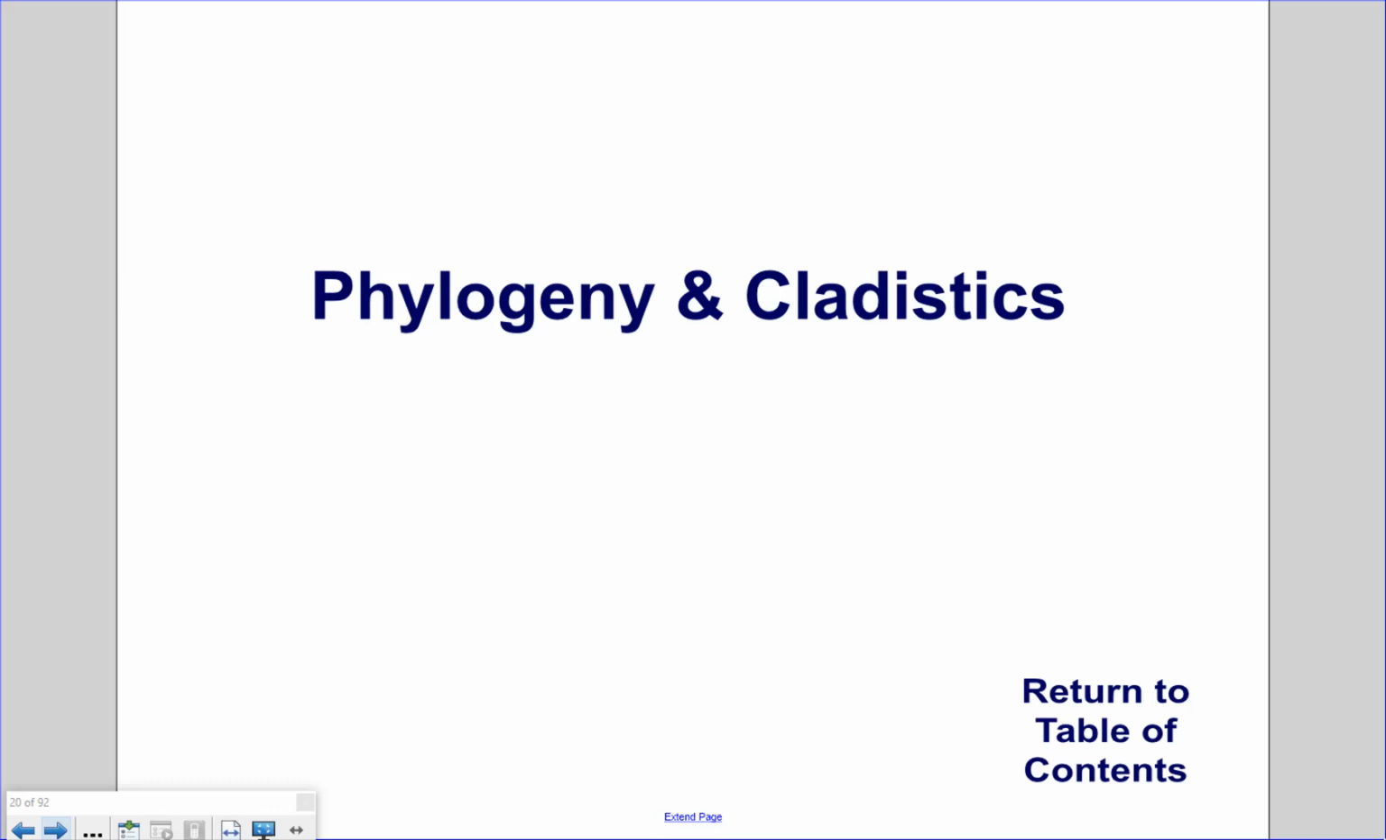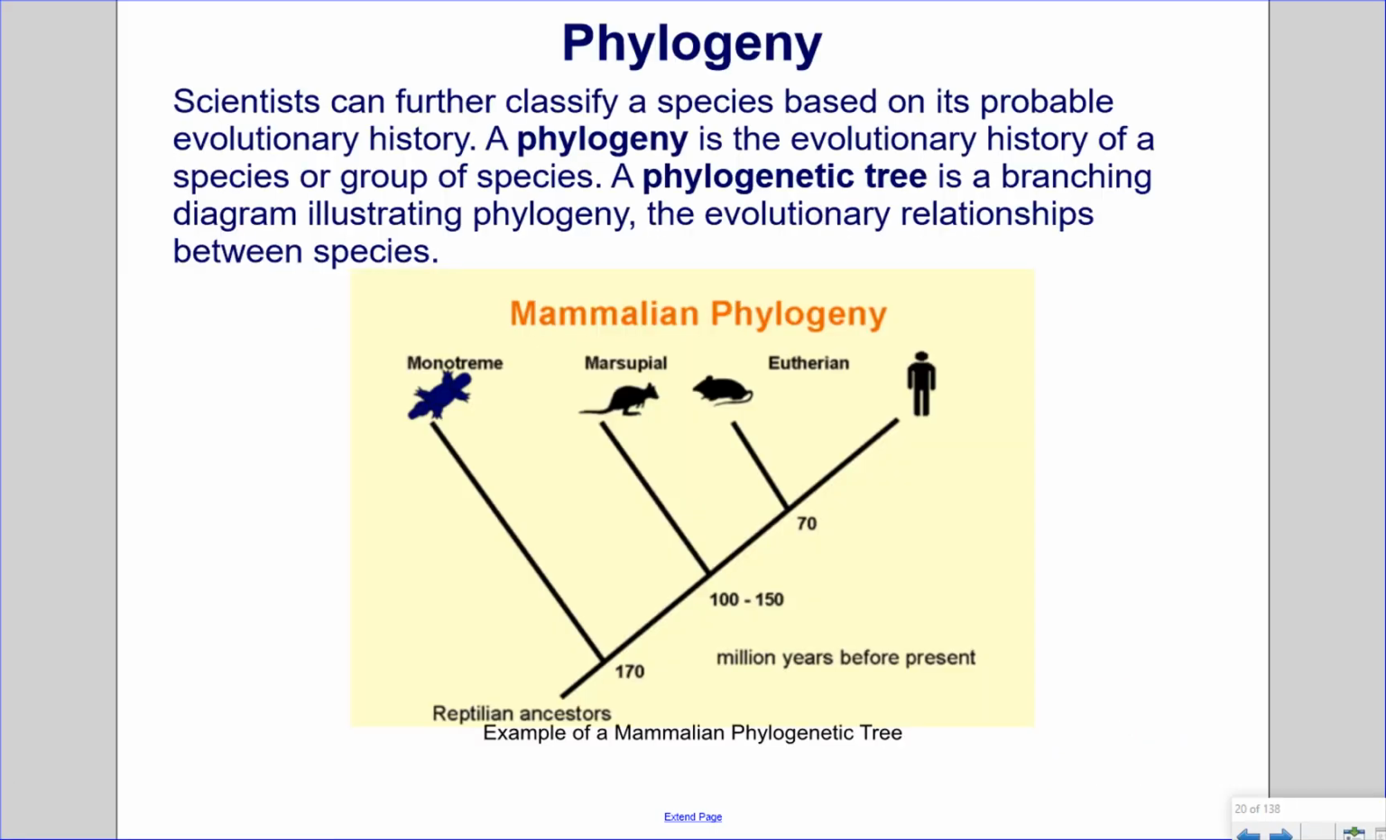Phylogeny and Cladistics. Phylogeny. Scientists can further classify a species based on its probable evolutionary history. A phylogeny is the evolutionary history of a species or group of species.